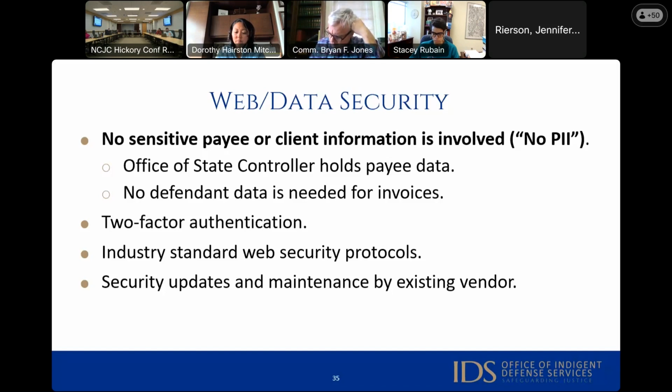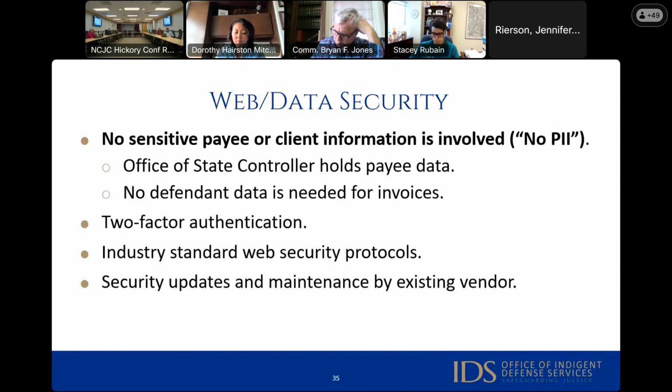It used to be on the fee apps. It's been removed in October. We still do get some that have it on there. They're using the old form. But for the purposes of this website and invoice mechanism, there is no PII involved. No defendant data is needed for invoices, no client names, no social security number, no addresses.